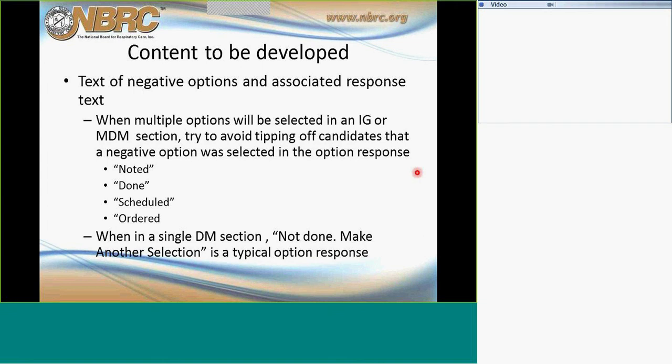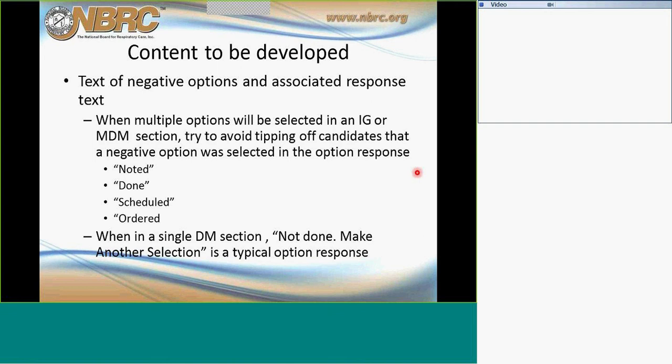So words like you'll see in the list here, where you simply tell the test taker, okay, now you've made the selection, we're taking note of that fact, or it was done potentially, or that thing that you wanted to order was scheduled, or that appointment, that visit, and so forth, or that an order has been written. But what we don't want are words that really clearly indicate that that was an incorrect choice you just made.